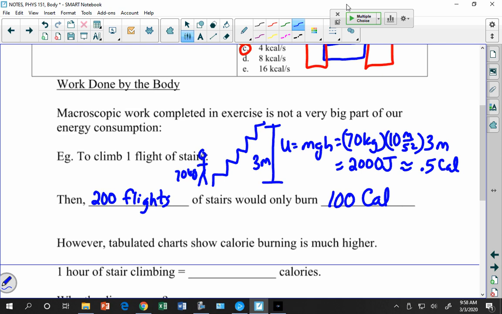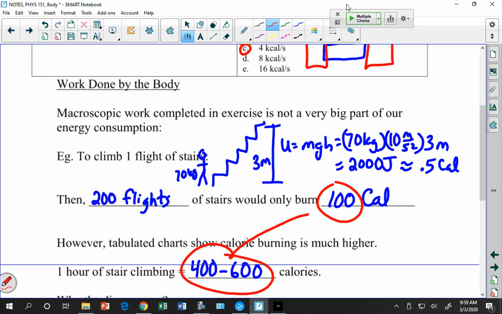That's kind of alarming, right? That's like one of those little bags of cookies, the 100-calorie bag of cookies. You ever seen those? But if you've climbed 200 flights of stairs, if you've ever been on one of those machines, it tells you how many calories you've burned, and it's a lot more than 100 calories. It's hundreds. These charts will tell you that if you climb stairs for an hour, that's about 400 to 600 calories. So why the difference between the 100 and the 400 to 600? What's the difference between these two numbers?